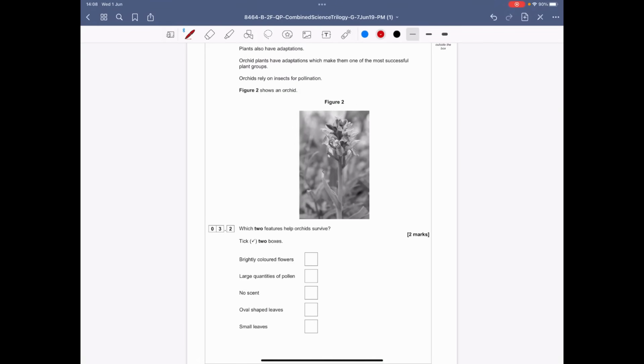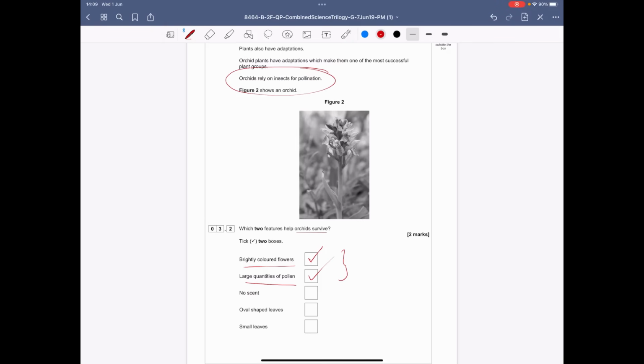Plants also have adaptations. Orchid plants have adaptations which allow them to be one of the most successful plant groups. Orchids rely on insects for pollination. Which 2 features help orchids survive? So we've been told they use insects for pollination, so that is going to be our key hint in this question. Well, if you've got an insect, they are going to be attracted to bright coloured flowers. And an orchid would want to pollinate, so having large quantities of pollen would also be useful. So I'm immediately inclined towards those 2 answers, but let's just double check.